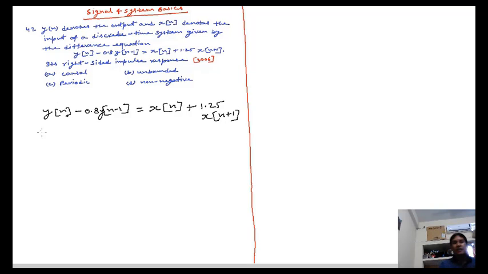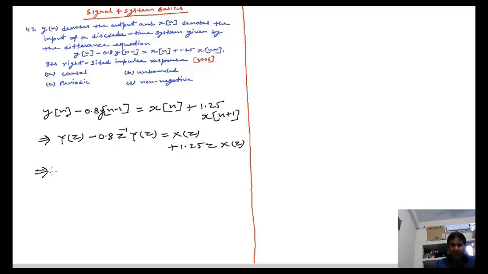If we take the Z transform of both the sides, then y[n] will become Y(z). So taking the Z transform, we can write Y(z) minus 0.8 z inverse Y(z) equal to X(z), where X(z) is the Z transform of x[n]. And the Z transform of x[n plus 1] will be z multiplied by X(z), so we write plus 1.25 z multiplied by X(z).